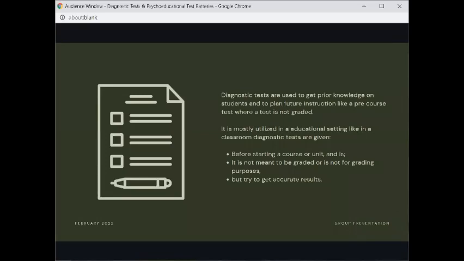Aside from its meaning and definition, there are also benefits to students and other people. Diagnostic tests are used to get prior knowledge about students, so that teachers can plan future instruction for them. It is a test that is not graded, but it helps teachers in schools or universities identify the student gaps they will have to deal with to guide their future instruction. Teachers utilize these diagnostic assessments in the classroom, and they give them before starting a course or unit.